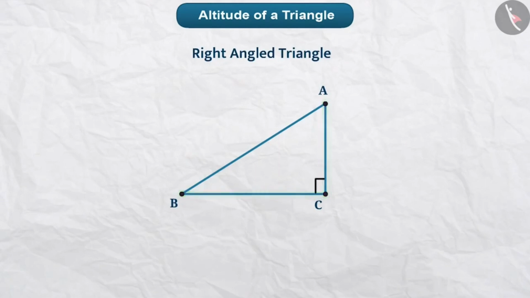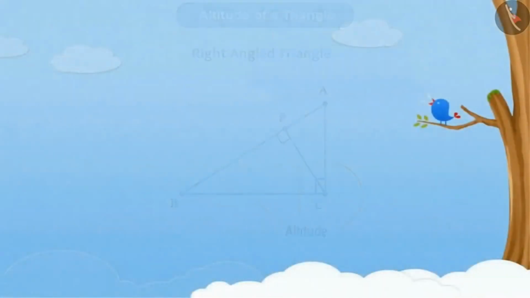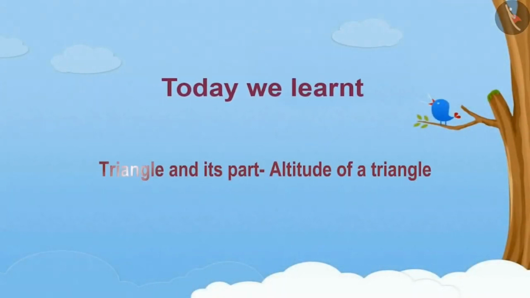This means that both the sides are also the altitudes of the triangle. And the third altitude can be obtained at the hypotenuse of the triangle by drawing a perpendicular from the vertex to it. Today we learned about the altitudes of a triangle. In the next video, we will see examples related to the parts and types of triangles.